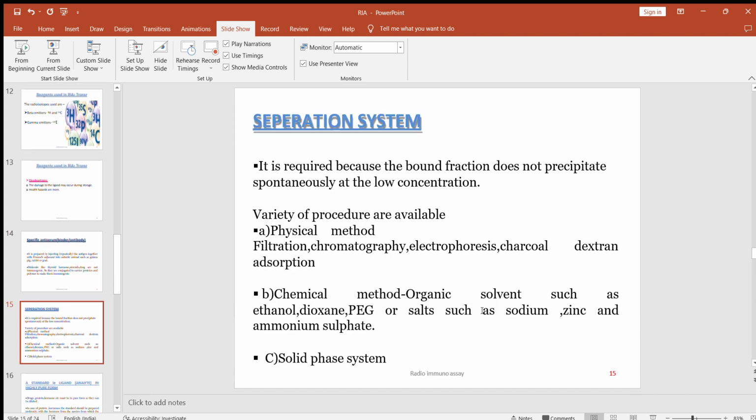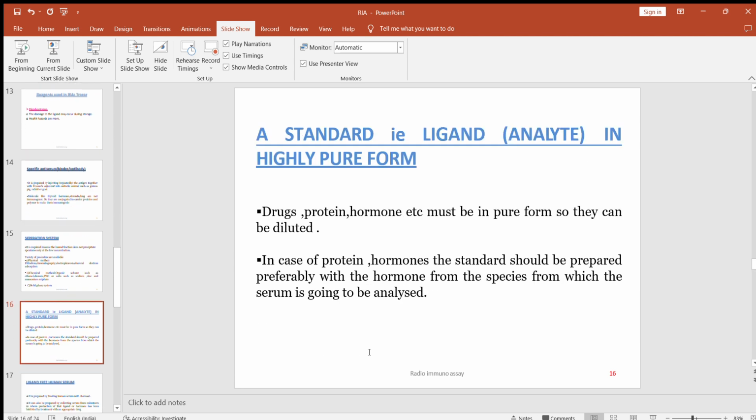And also a separation system is required because the bound fraction does not precipitate spontaneously at low concentration. A variety of procedures are available for the separation, and that is physical method, chemical method, as well as the solid phase system is utilized. In the physical method, filtration, chromatography, electrophoresis, charcoal, dextran adsorption are used. In the chemical method, organic solvents such as ethanol, PEG, salt, etc. is used, and solid phase system is also utilized.